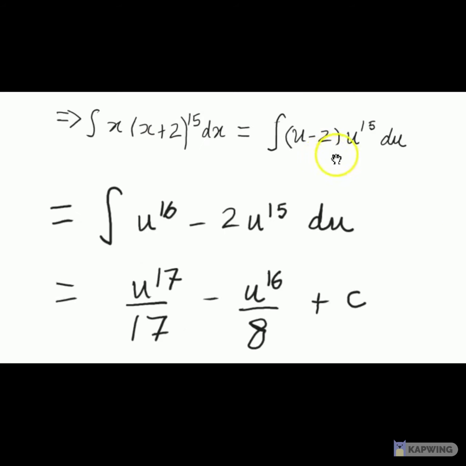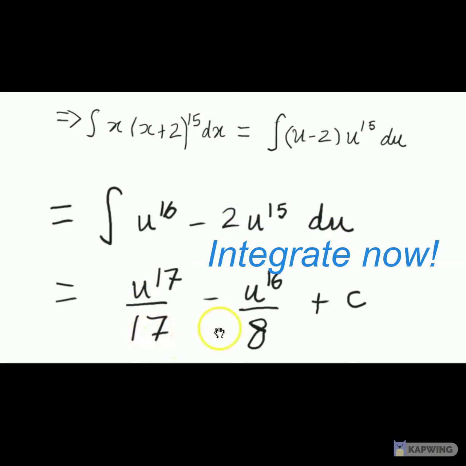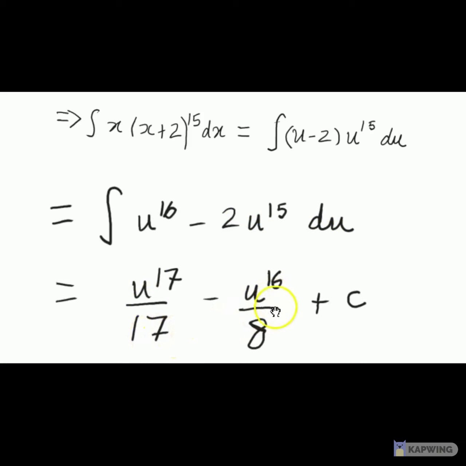Expanding this becomes u raised to the power 16 minus 2u raised to the power 15 du. This is much easier to integrate. When you integrate this, you get u raised to the power 17 on 17 minus u raised to the power 16 on 8 plus c.